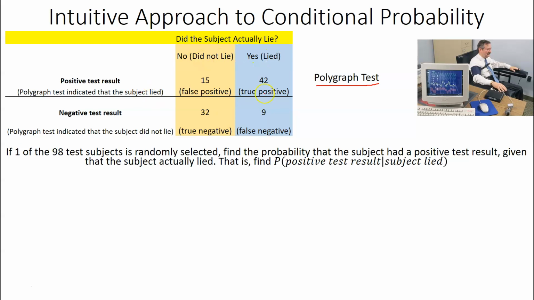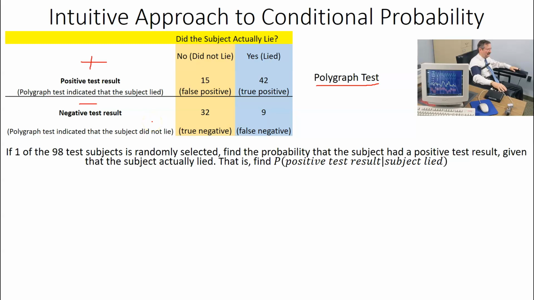Well, there was a study done here, and I want you to take a look at this chart a little bit so that you understand what you're looking at. In this row, we are looking at positive test results, which means the polygraph test indicated that the subject lied. So positive in this case means the test says they lied. Negative, of course, means that the test said they didn't lie.